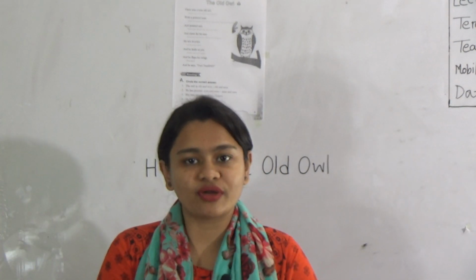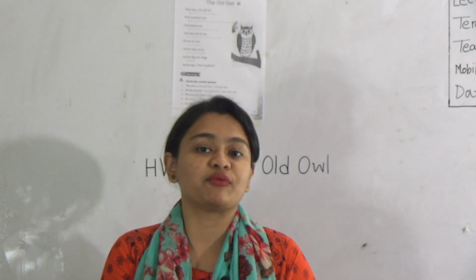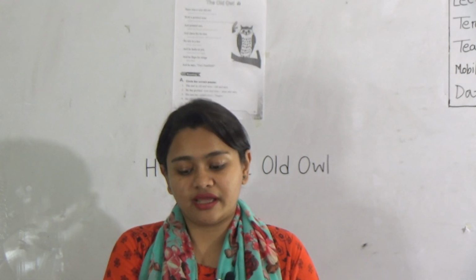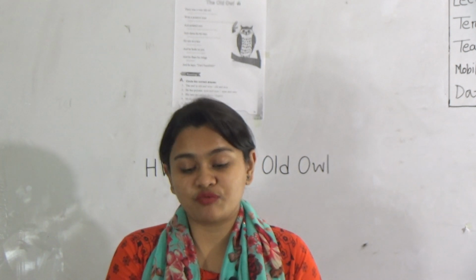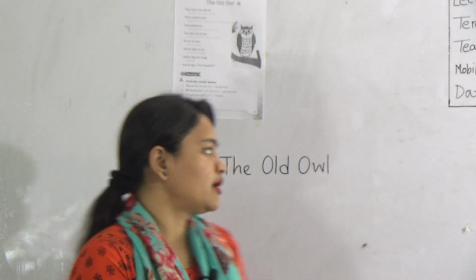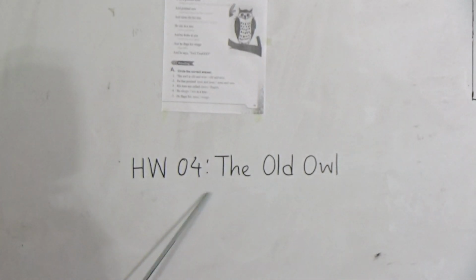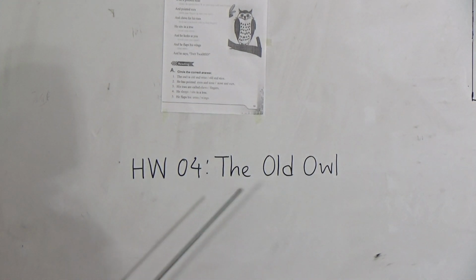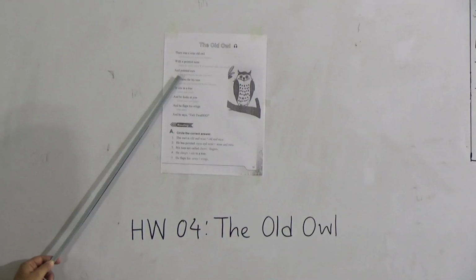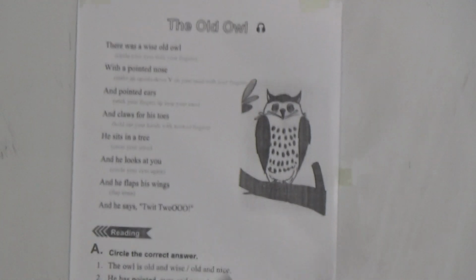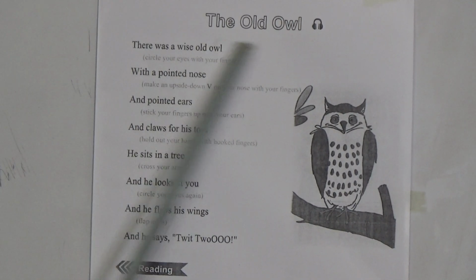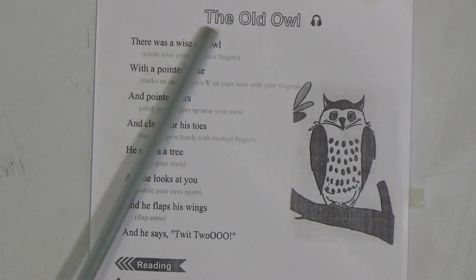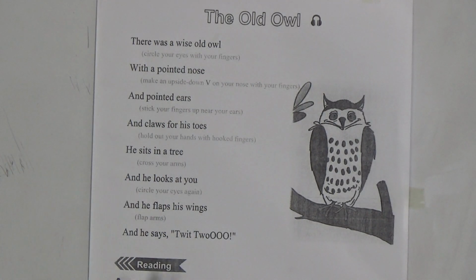You will practice this poem just like this and learn it at home, and you have to write this poem also. This poem will be your homework number 4. So homework number 4 will be the poem The Old Owl. All of you will write 8 lines of this poem, and there are 8 lines. Now look, 1, 2, 3, 4, 5, 6, 7 and 8. Don't forget to write the name of this poem, The Old Owl, and then you will write these 8 lines.